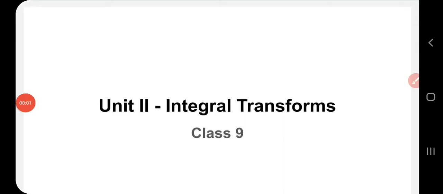Good morning. In today's session, we are going to start a new topic, which is Laplace Transform. It is a very important topic. You can expect more questions from this session. So here, the only thing is that you will have to study a lot of formulas.